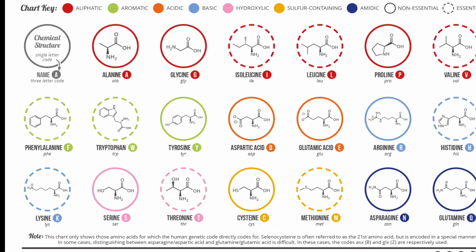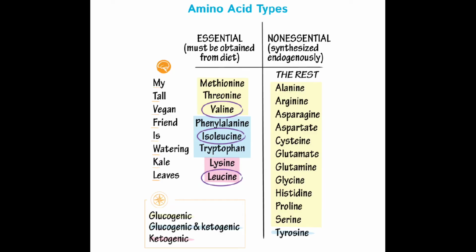How do amino acids form proteins? When two or more amino acids link together, they form a peptide. The links between amino acids are called peptide bonds. When many amino acids link together, the structure is called a polypeptide. When polypeptides come together, they form a protein.